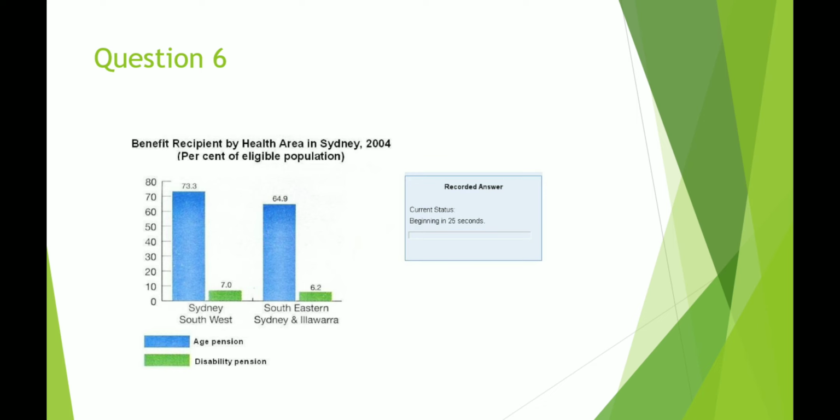6th question here. So this is the very simple one. You have to tell the benefit received by health area in Sydney to 4% of eligible population. Try to speak 40 seconds completely to describe it. Speak as much as you can and at a very nice speed. That is the key to success in your PTE exam for this particular section.